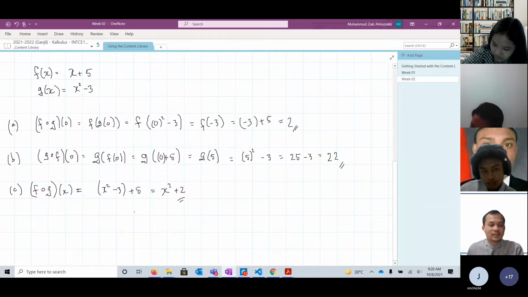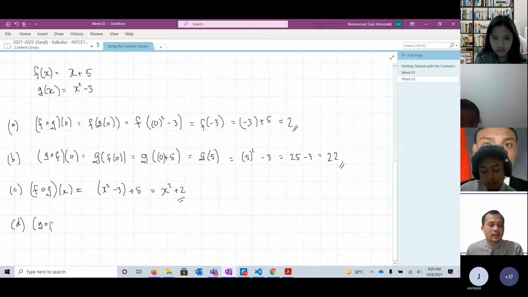You can construct this in the same way as the answer of A and B. Now, what about g composed with f of x?